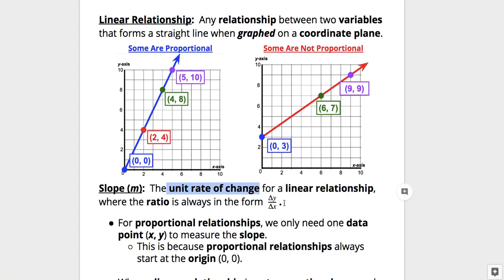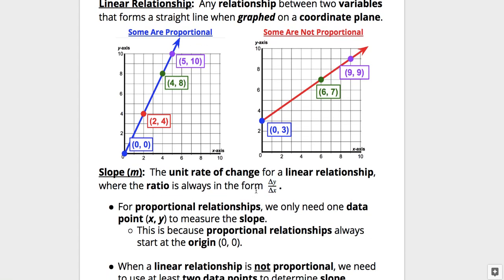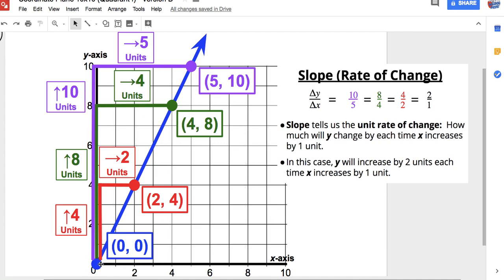Specifically, we want that unit rate of change to be written as a ratio in the form y change divided by x change. For a proportional relationship, we can find this information, how much y and x changed by using only one data point. That's because every proportional relationship starts at the origin. So if we look at this blue linear relationship that's proportional, each data point on the graph, the red one, the green one, or the purple one, all by itself could tell us how much y and x have changed by since the beginning of the relationship.